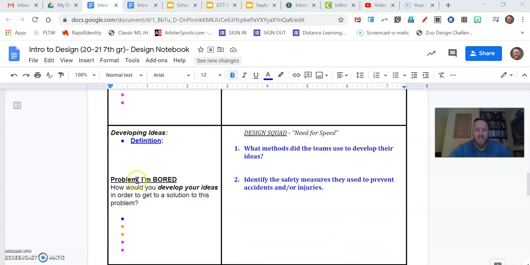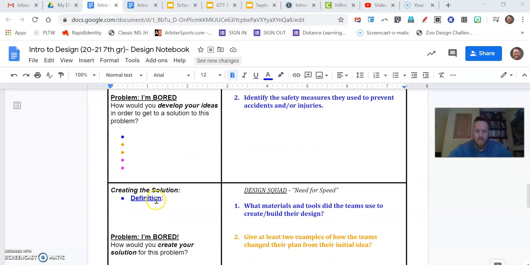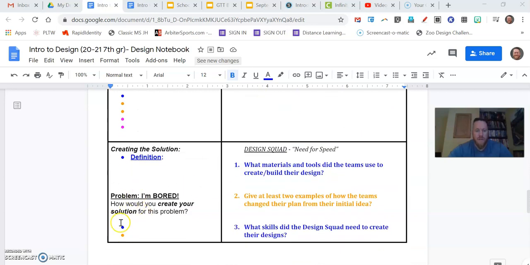Okay, I scroll down, see the same thing over here, bullet points. Same thing with the bullet point colors, they change. Then we get to this question under creating the solution. Give at least 2 examples of how teams change their plan from their initial idea. The other questions were all in blue, meaning you have to do those. Those are must-do questions. This one's a should-do. You don't have to answer it, but you really should. You should be paying attention for this and then answering that question as well.